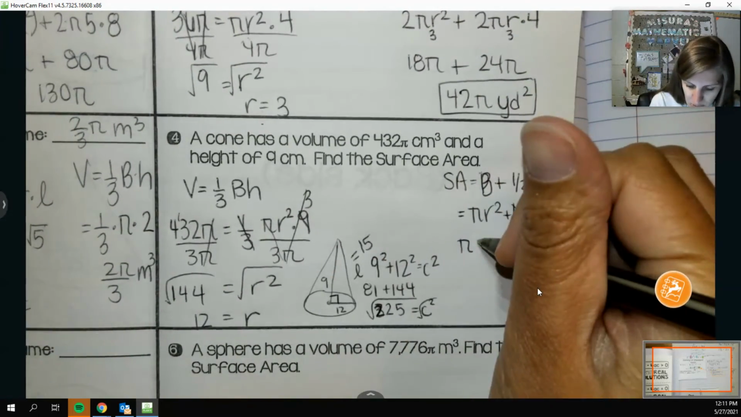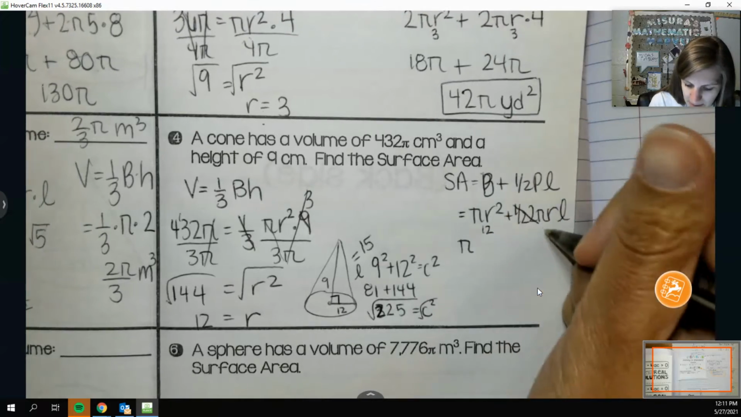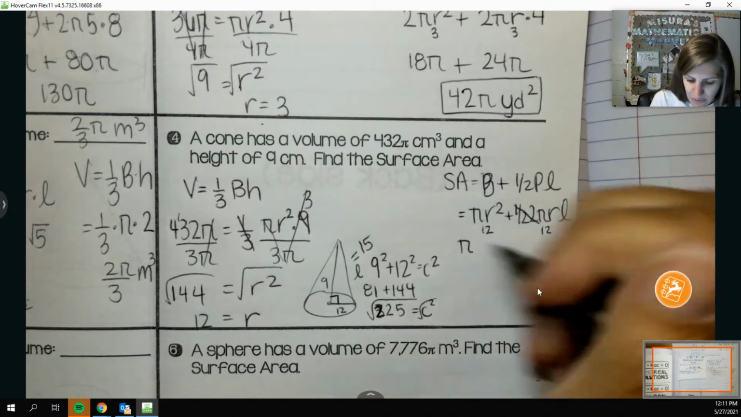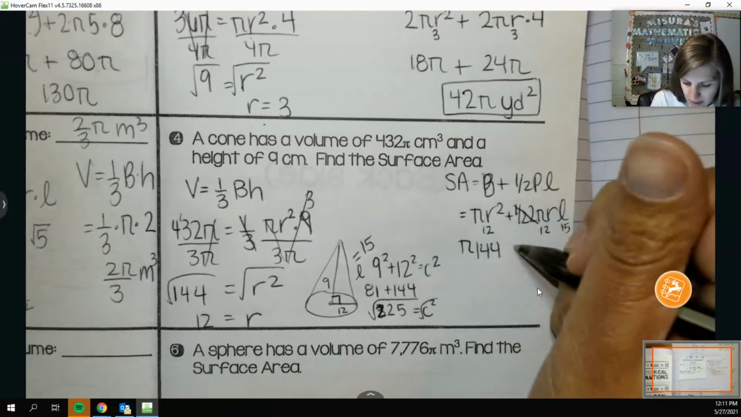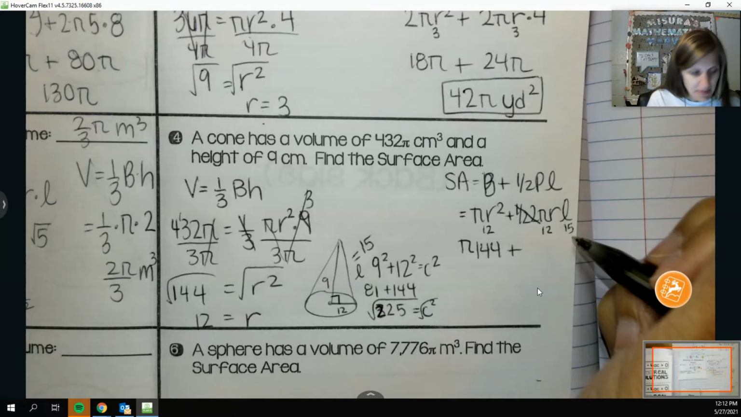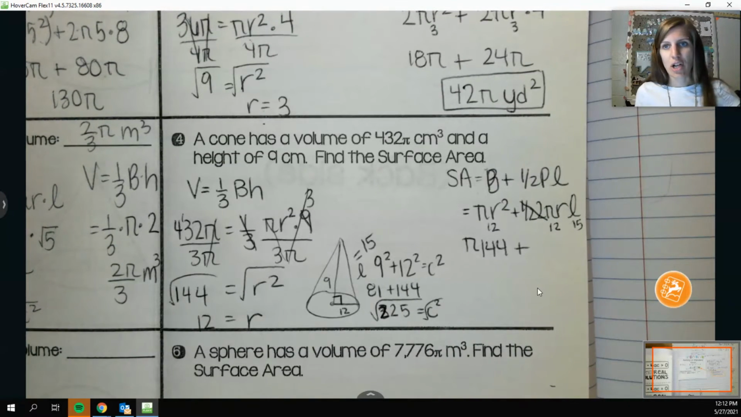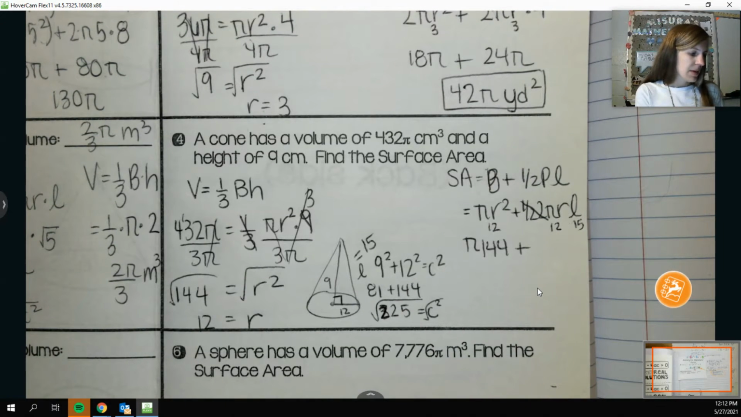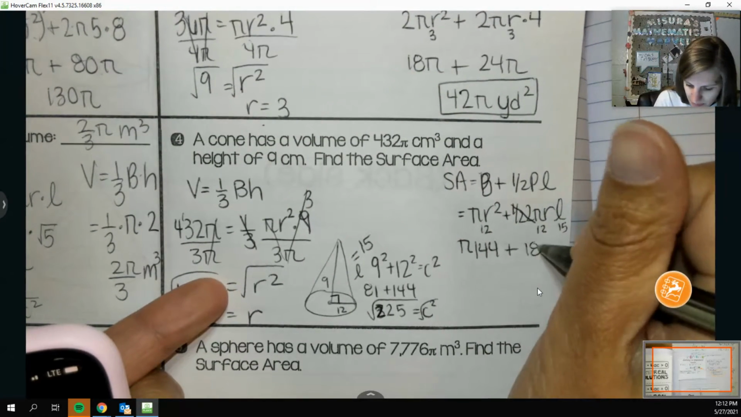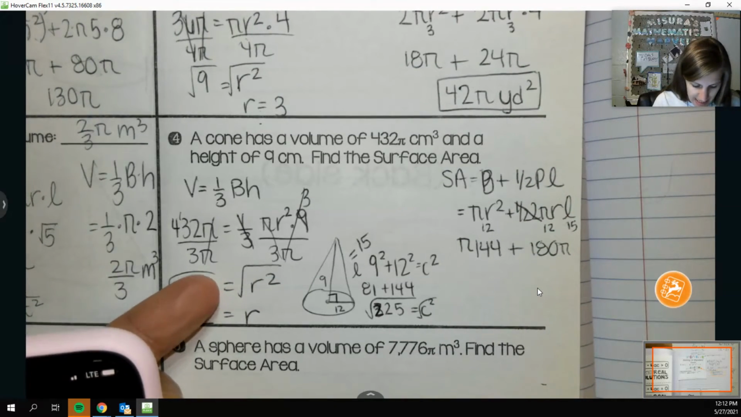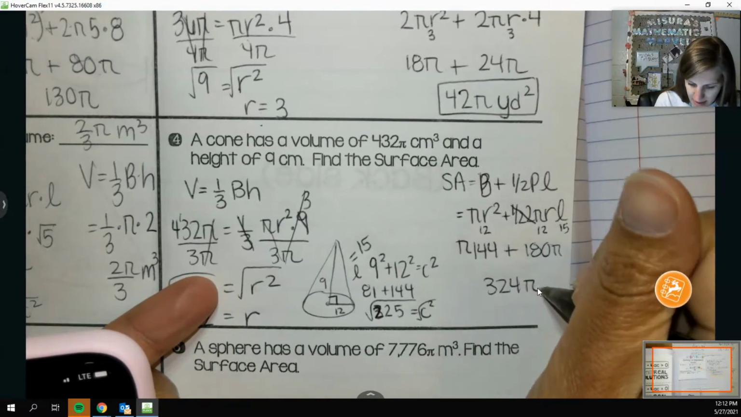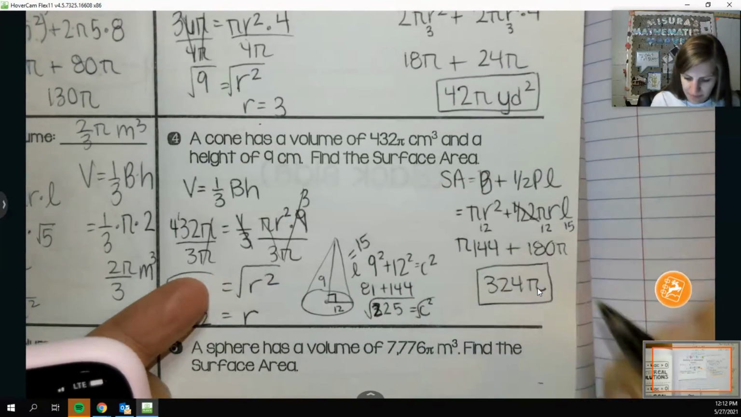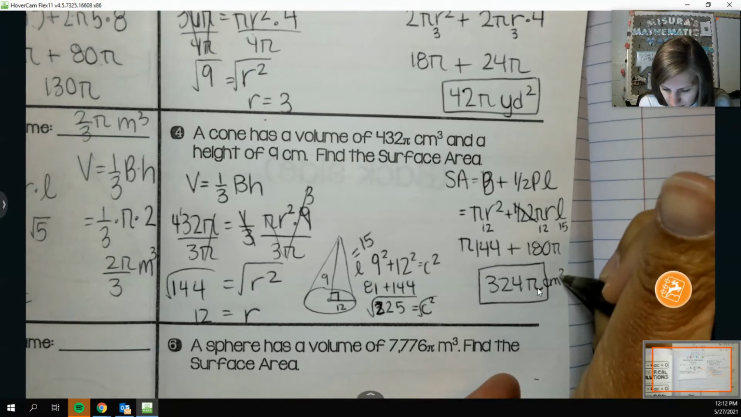So we found that our radius was 12, so we can put that in for r in both spots. Also, our slanted height was 15, and so we have 12 squared for 144, plus the 12 times the 15, sorry about that, big number anyway. I want to do 12 times 15 on my phone, 180. And they are both in terms of pi, so I can add them up for 324 pi as my surface area. Oh my goodness, centimeters squared. Oof.